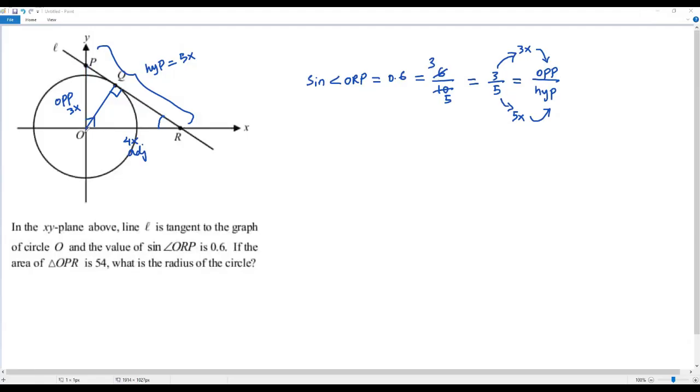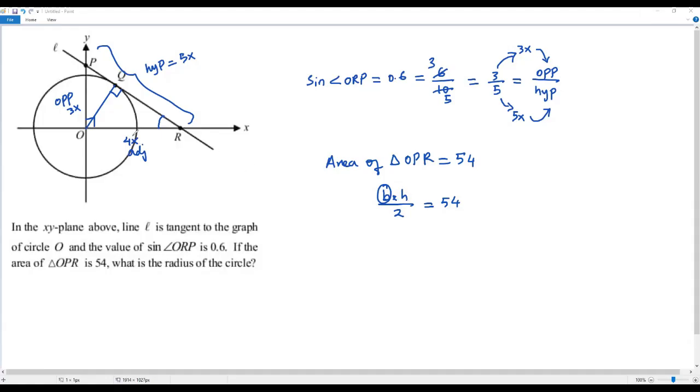And we have the area for this triangle OPR in the given information, that is 54. Now let me write that here. Area of triangle OPR equals 54. And we have the formula to get the area of a triangle, that is base times height divided by 2 equals 54. Now we can plug in the values for base and height over here.